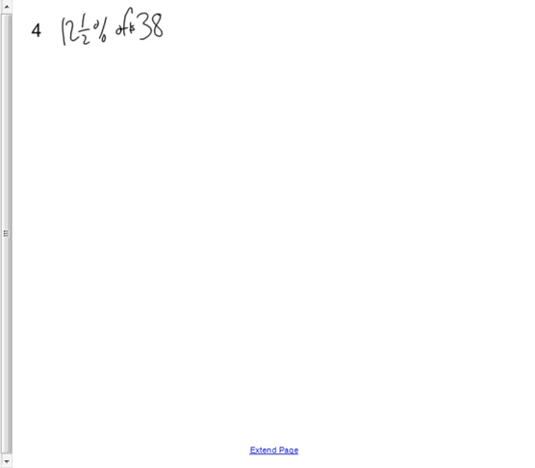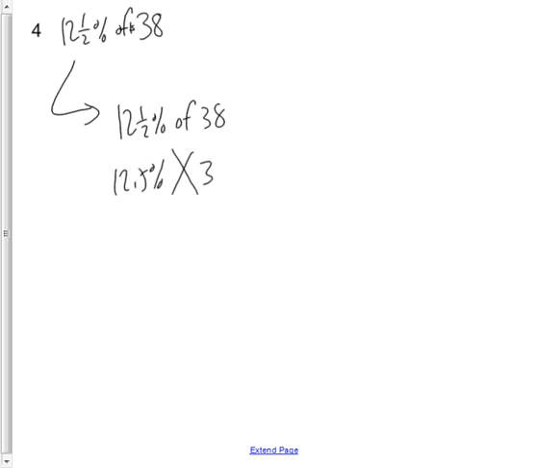All right, the fourth question says 12.5% of $38. So the first thing you need to do is realize this is 12.5% of $38, which can be thought of as 12.5% of $38, right? Well, what is 12.5% as a decimal?